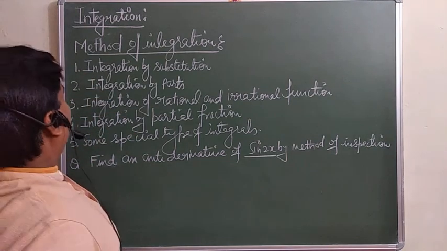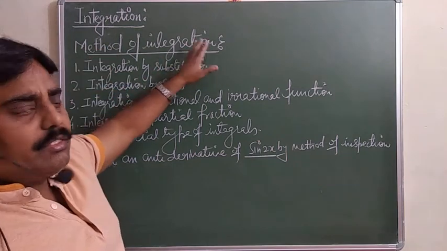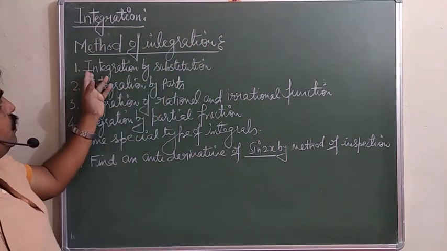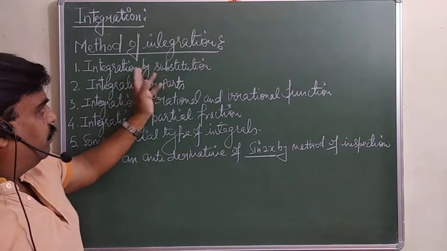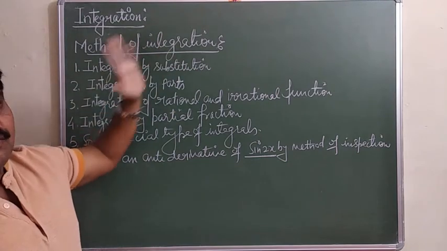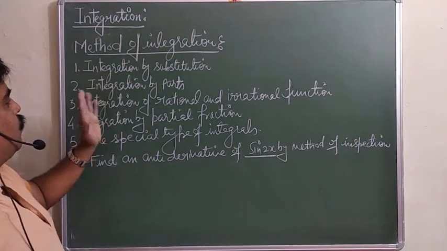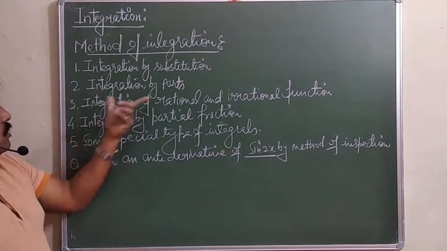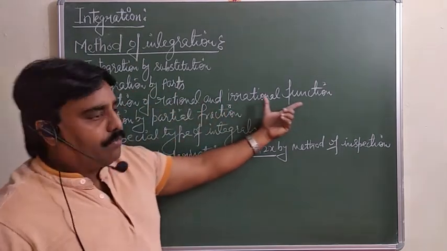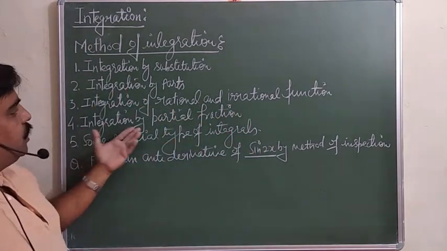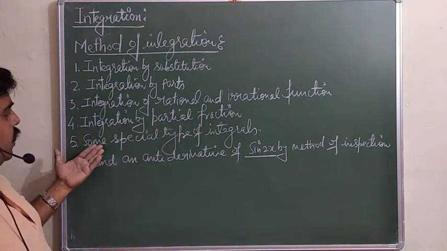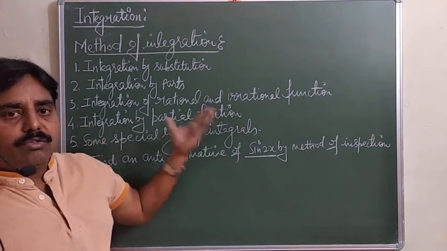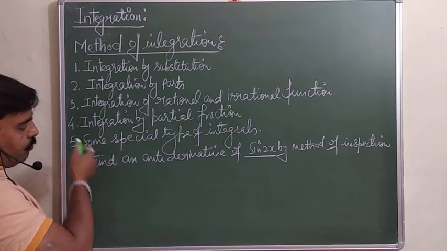Now we will discuss the methods of integration. There are various methods. First is integration by substitution. By the substitution method you can also find the antiderivative of any function. Then integration by parts, or integration of rational and irrational functions. Then integration by partial fractions, and there are some special types of integrals also. So the first question I am taking from your exercise.